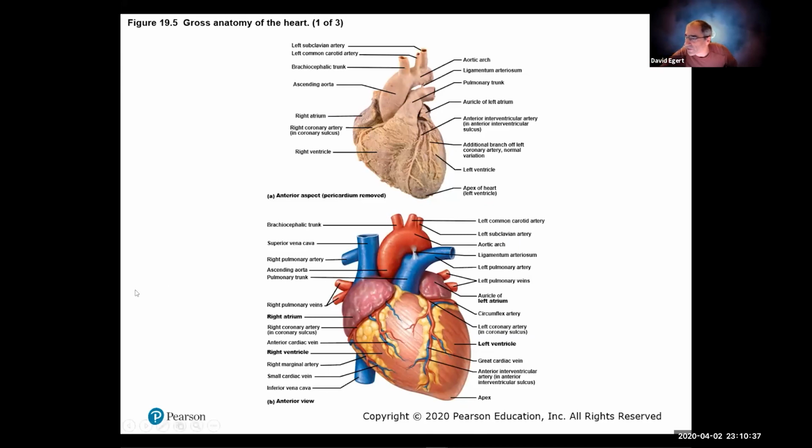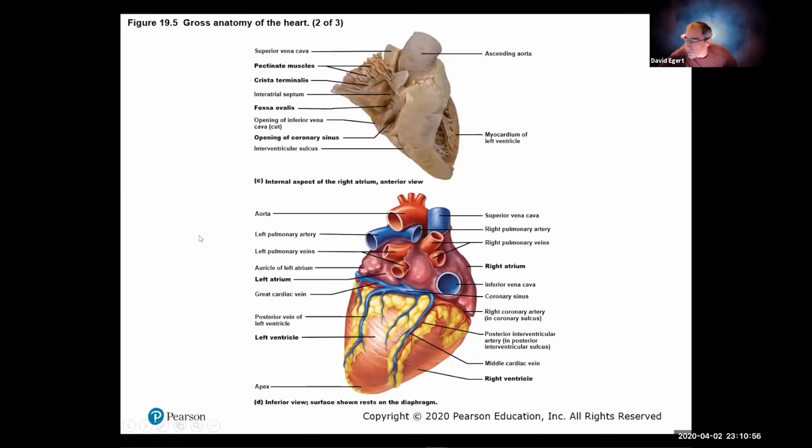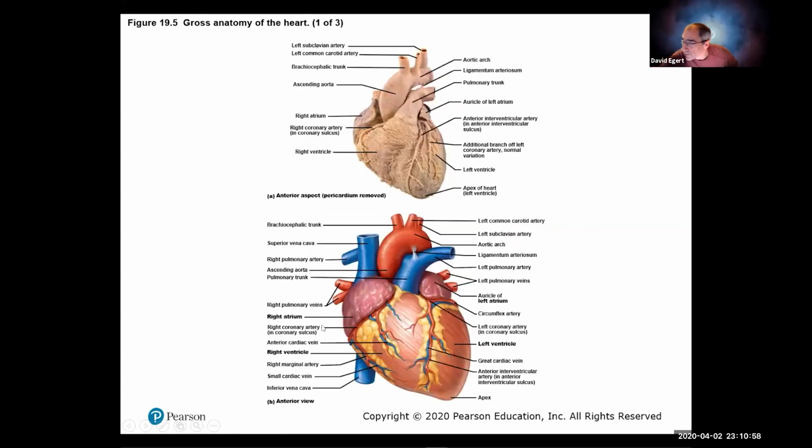Again, you should be familiar with looking at the heart from the front like this. This is what it looks like if you're looking straight from the front. That's how I orient myself: you've got this pulmonary trunk, the main thing coming up. This is going to be leaving from the right ventricle out to the lungs.